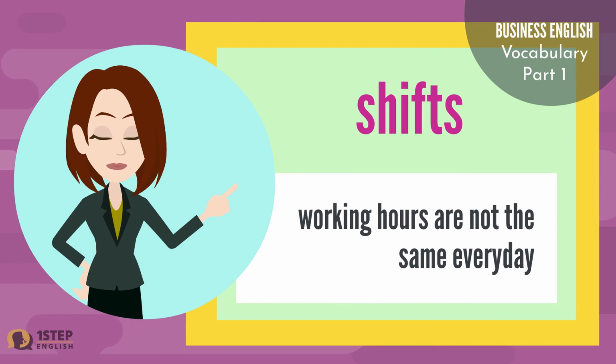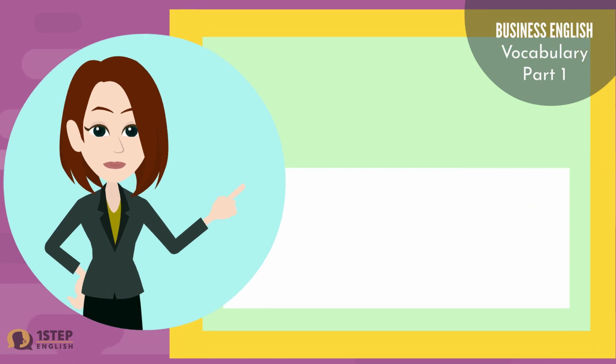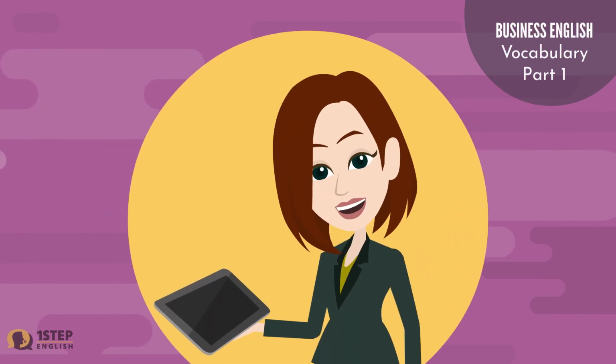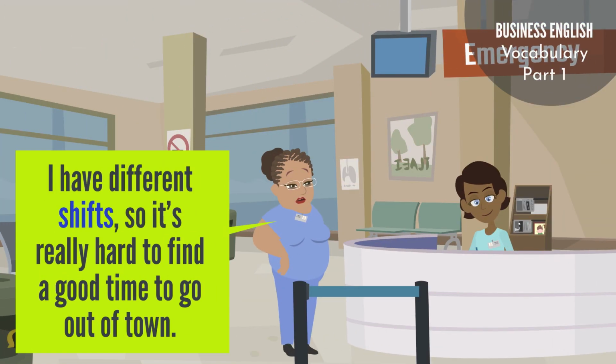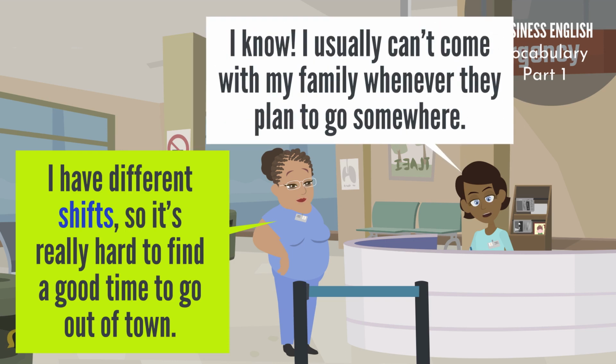The ninth word is shifts. It means the working hours are not the same every day. Shifts. Here's an example. I have different shifts, so it's really hard to find a good time to go out of town. I know. I usually can't come with my family whenever they plan to go somewhere.